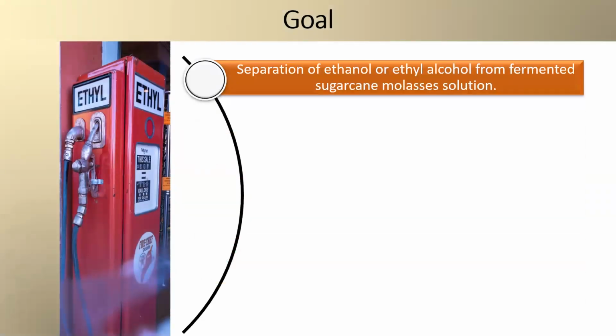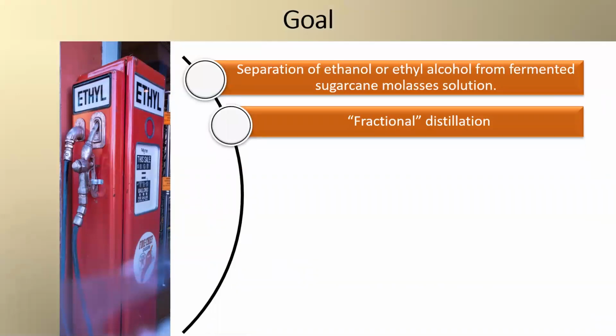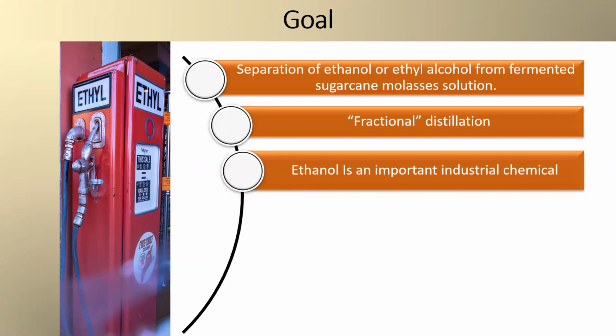So our first and foremost goal is separation of ethanol or ethyl alcohol from the fermented sugarcane molasses solution. How are we going to achieve this? We are going to use fractional distillation, which is nothing but the separation of a mixture into its component parts or fractions. Generally, fractional distillation is employed for components having a boiling point difference of less than 25 degrees centigrade under 1 atmospheric pressure.